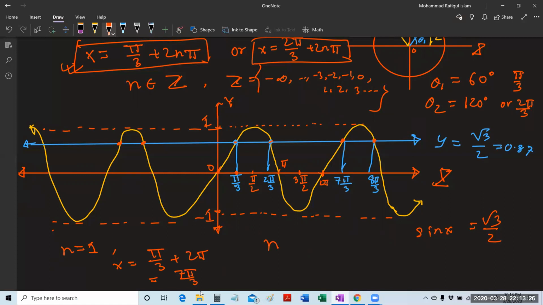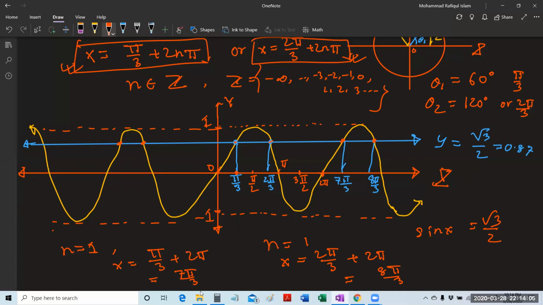Or if I substitute n equals 1 into the second expression, x equals 2 pi over 3 plus 2 pi, then I will get 8 pi over 3. And if I substitute higher values of n, I will get other x values that satisfy this equation. Similarly, I can also substitute negative n values to get the values to the left side of the x-axis. So that's the basic idea of trigonometric equations.